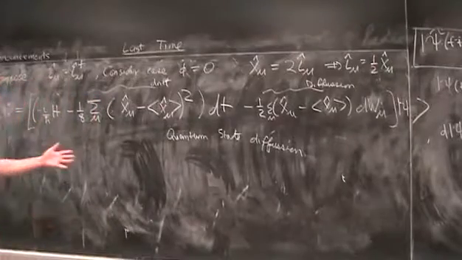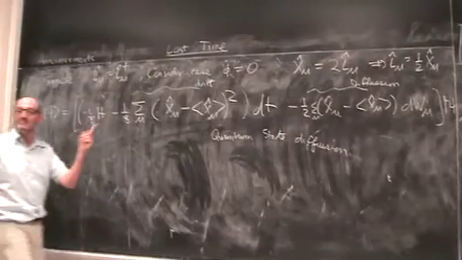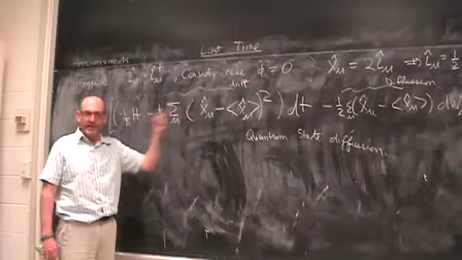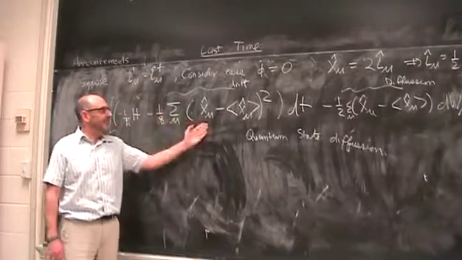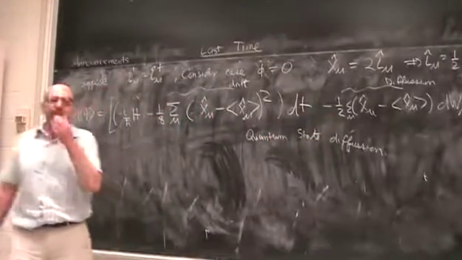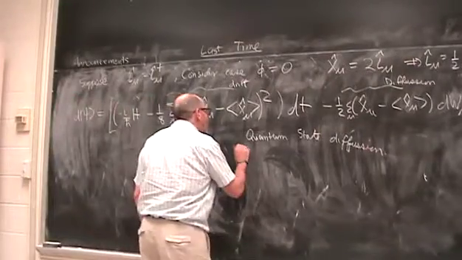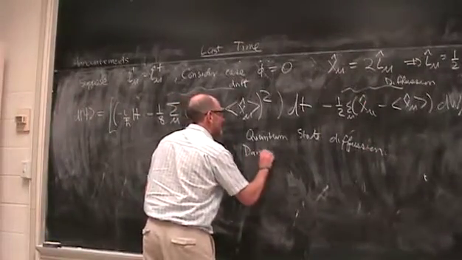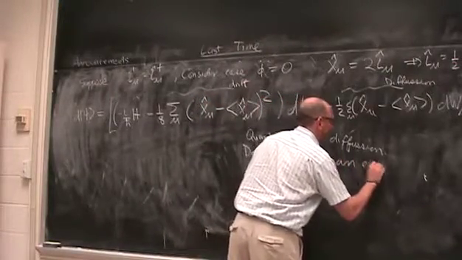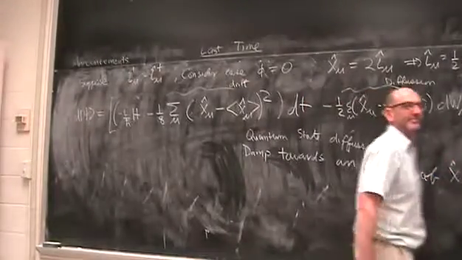And in fact, if the system were in an eigenstate of x, which remember is the measurement operator we're measuring, well, then this is 0. So what you can see is that this quantum state diffusion will damp towards an eigenstate of x.